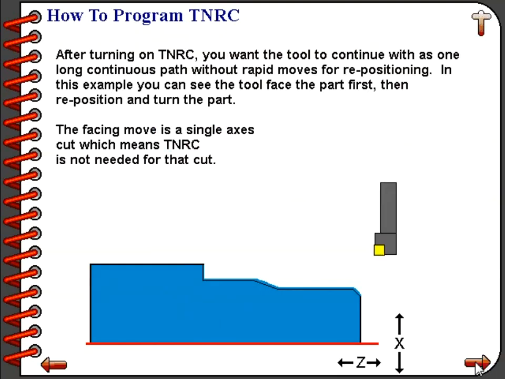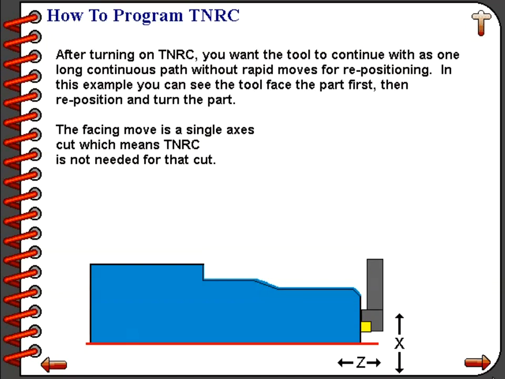Now let's get back to a little bit more about the application of tool nose radius compensation. You will see that in our previous examples, we turned on tool nose radius compensation at the beginning of our contour, and then turned it off at the end of the contour. Now in those two examples, that was for the entire cutting operation of that tool.